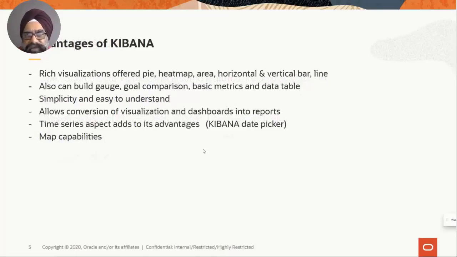It offers rich visualizations like a pie, heat map, an area, horizontal and vertical bar, line graphs. You can also build gauges. You can do goal comparisons, basic metrics, and data table. Data table is pretty popular with us. And in fact, there's an alternative to data tables, which is also called saved searches. So we also use that. We kind of go between the two. It's very simple and easy to understand.